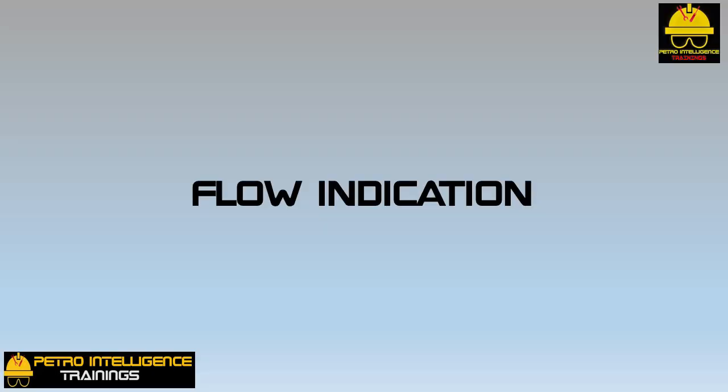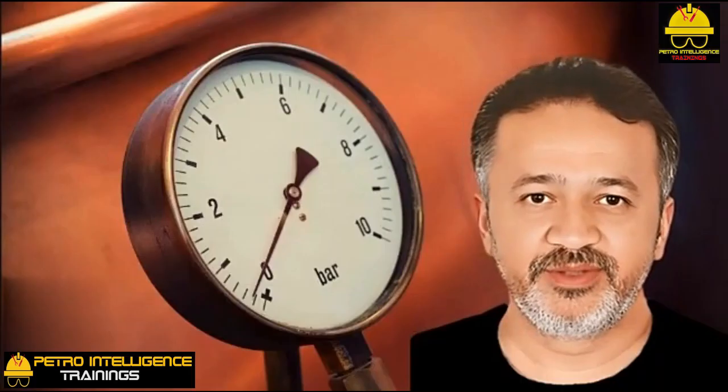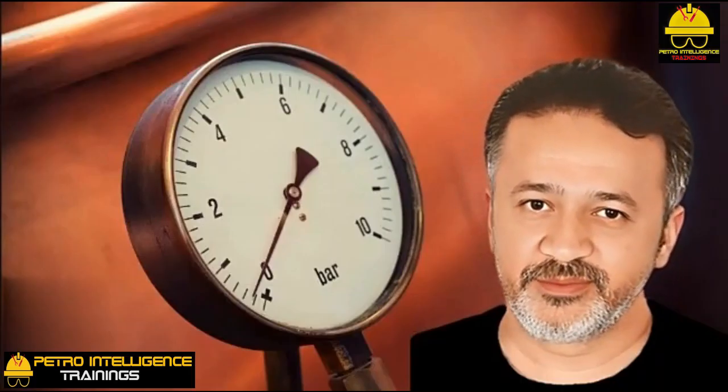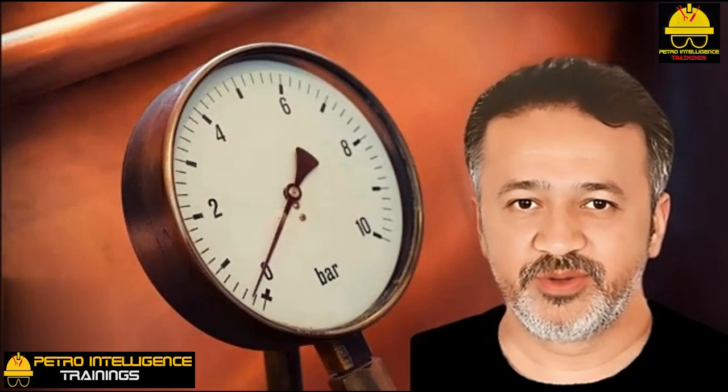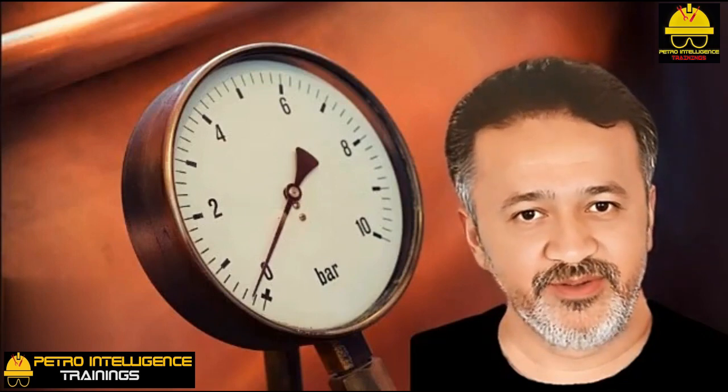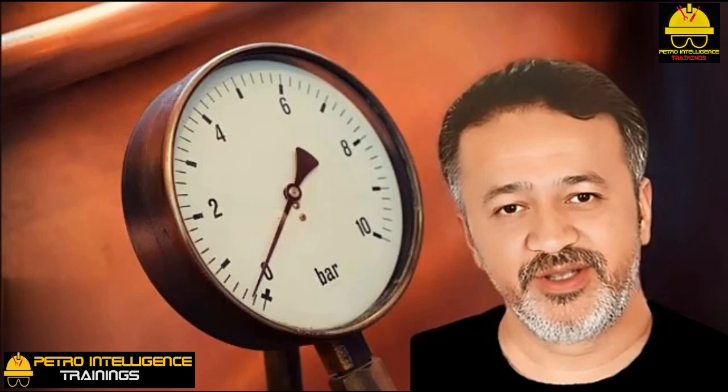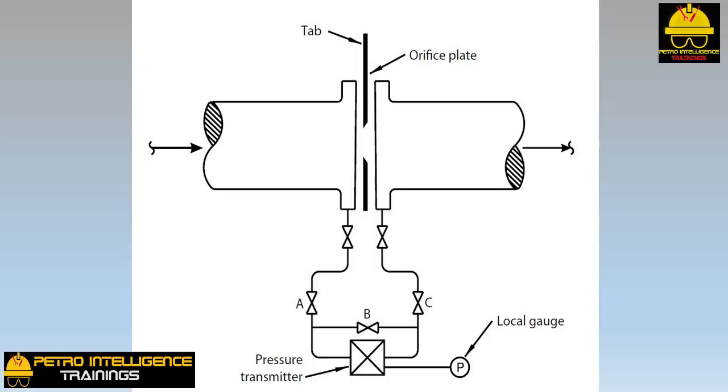Flow. Flow indication. The standard method of measuring flows in a process plant is by use of the orifice plate and orifice flanges, shown in this picture. Actually, we rarely measure flows directly. More commonly, we measure the pressure drop across an orifice plate.